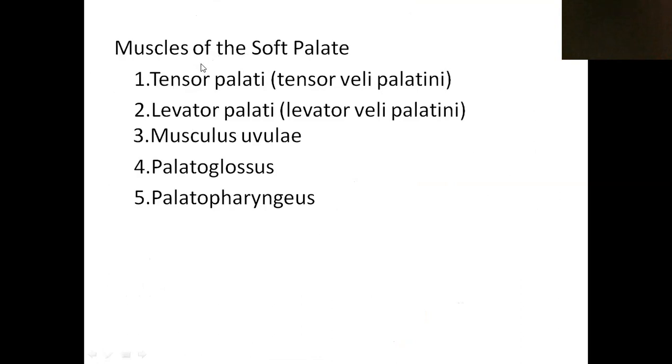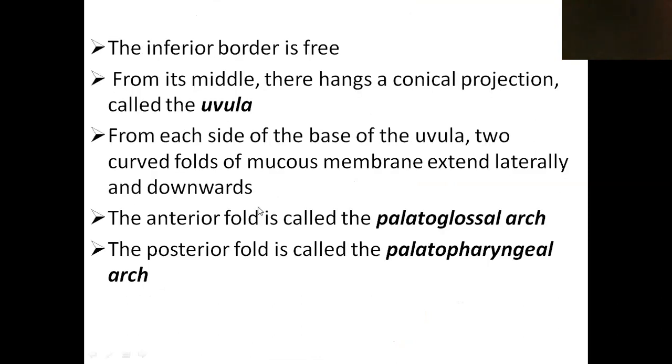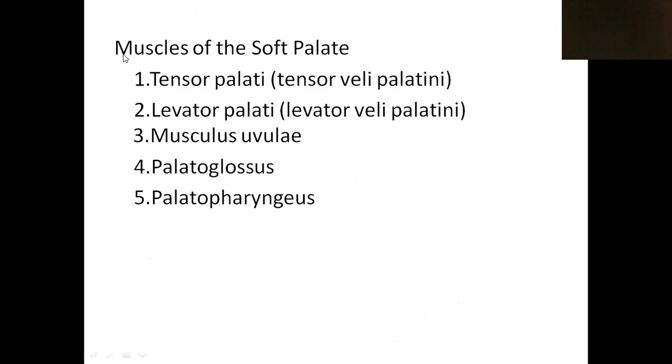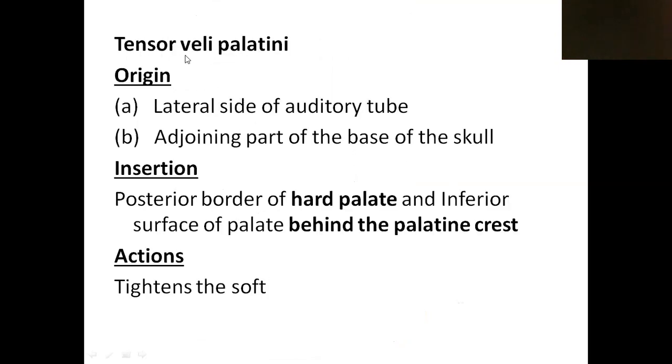Now, I have already shown the external features of the soft palate. Now we are moving to the muscles of the soft palate. It is made up of mainly five muscles: tensor palatini, levator palatini, musculus uvulae, palatoglossus, and palatopharyngeus. First is the tensor palatini muscle. How to explain a muscle? Like this: origin, insertion, nerve supply, and then action. Nerve supply we will discuss together, so the remaining features we discuss now.